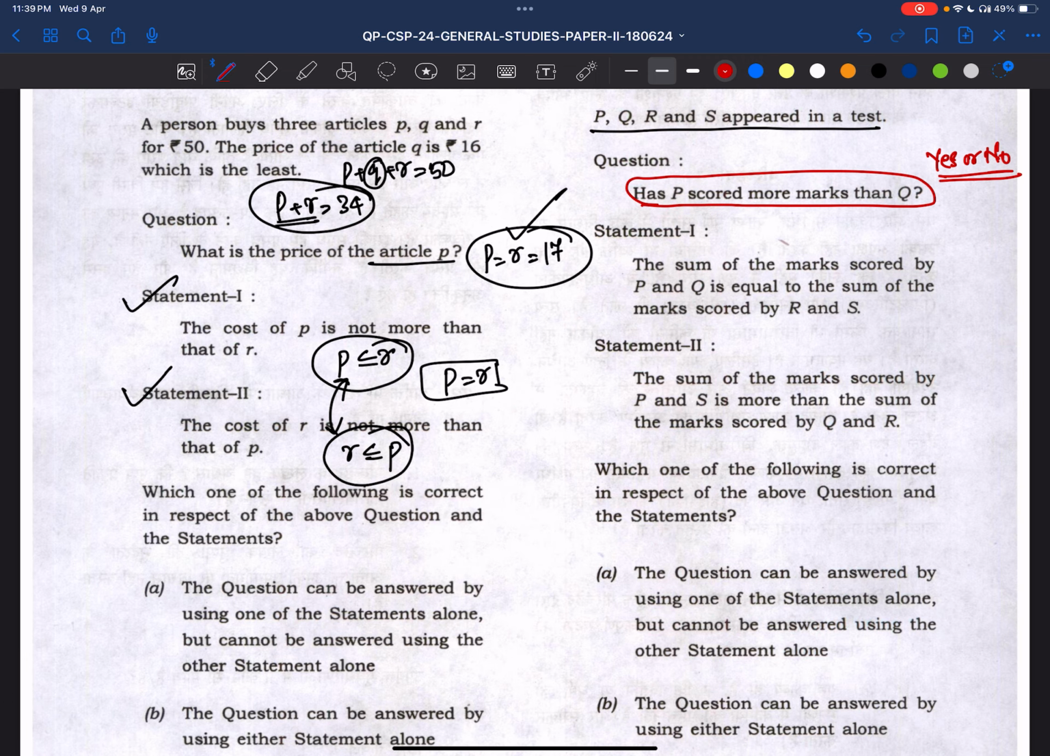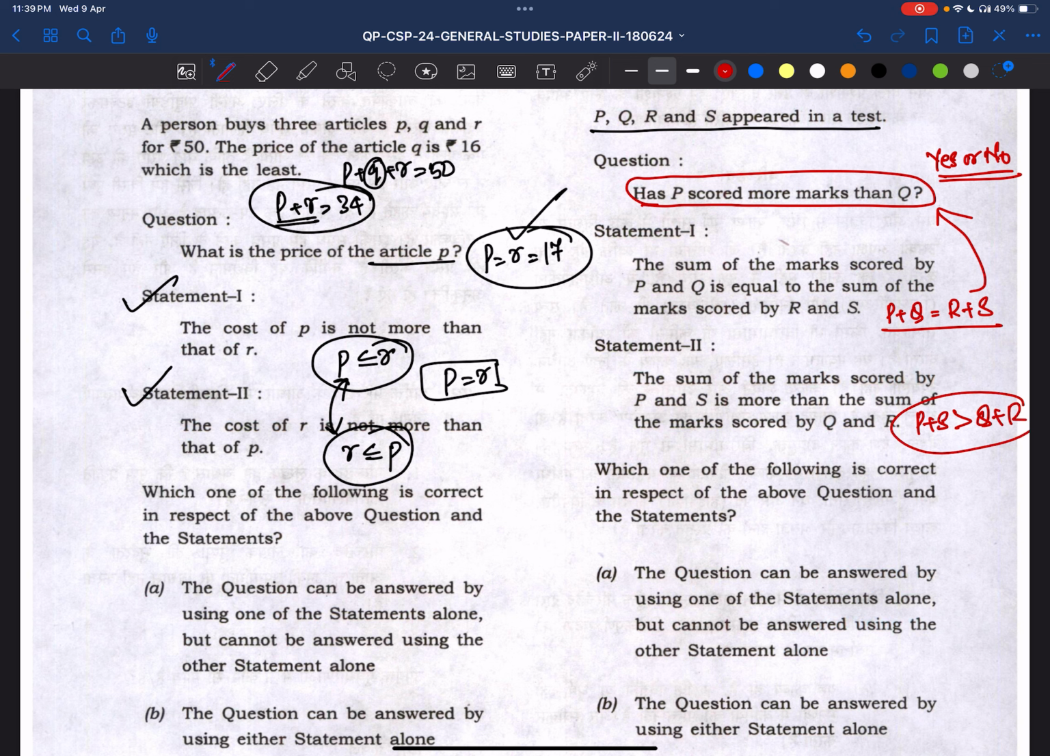Let's see. Statement 1: the sum of marks scored by P and Q is equal to the sum of marks scored by R and S. That means P plus Q is equal to R plus S. But by using this statement, you cannot say whether P scored more or less. So let's go to statement number 2. The sum of the marks scored by P and S, that means P plus S, is more than the sum of marks scored by P and R.